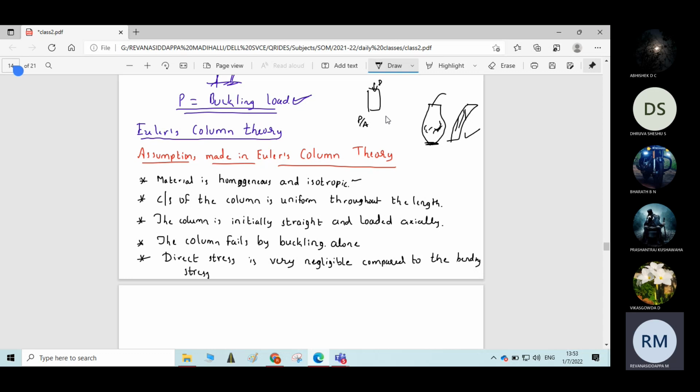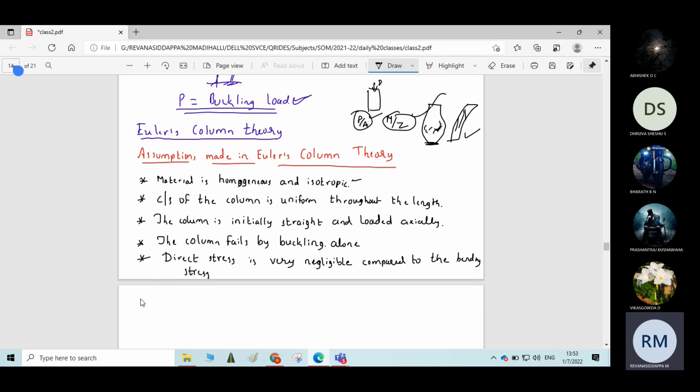The moment or bending action which is acting on the column is measured as M by Z. So as per Euler's theory, the direct stress, the P by A value, is very negligible compared to the bending stress. We have to assume that there is no direct stress, only bending stress, because we are finding the load with which the column will tend to bend.